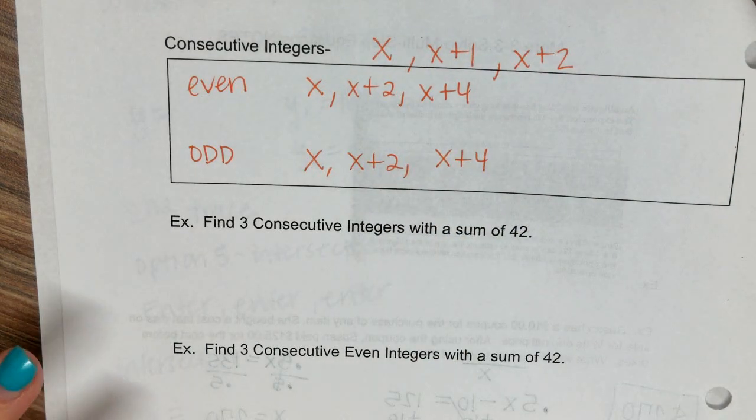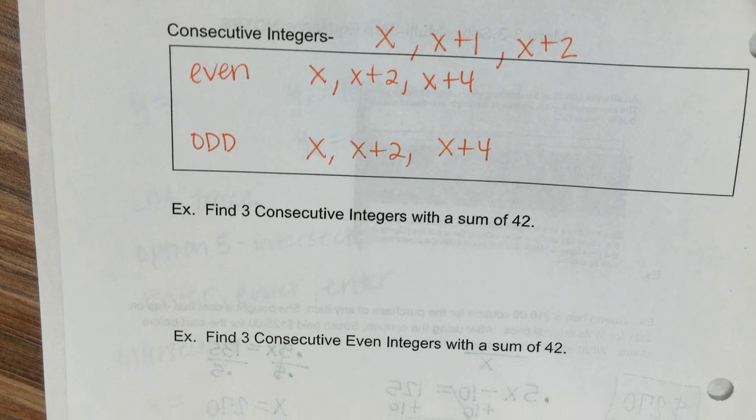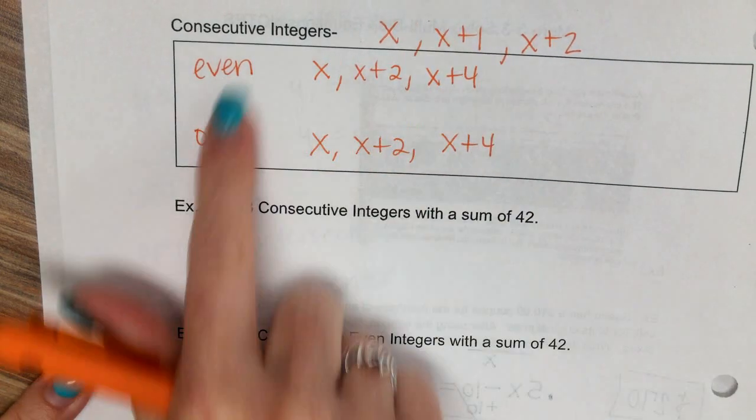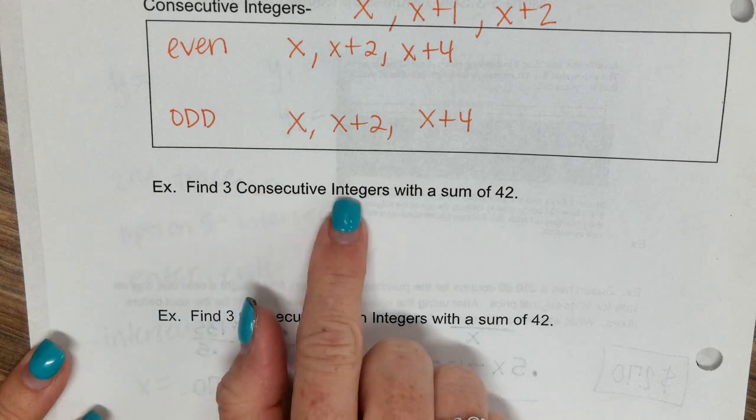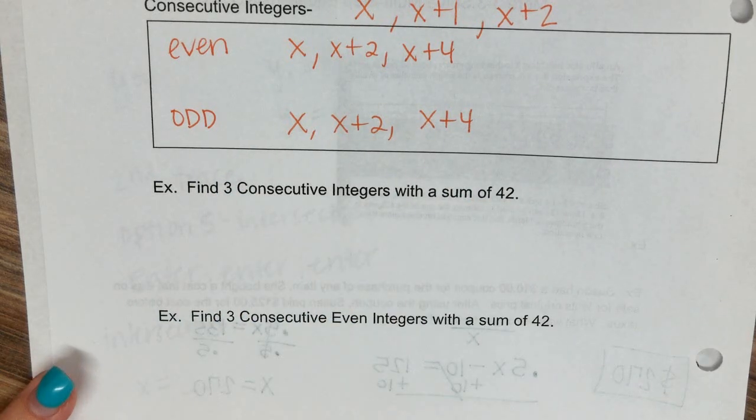Now, why do we care about this? Because we're going to write word problems. We're going to write equations from these word problems, okay? This is how, it's really easy if you'll use this. They want you to find 3 consecutive integers that add up to equal 42.